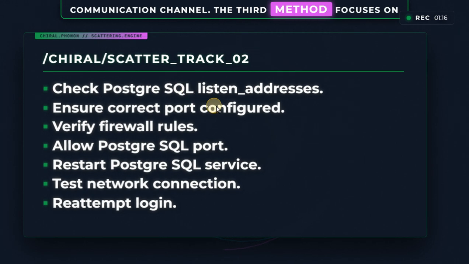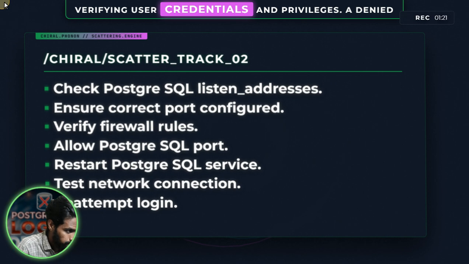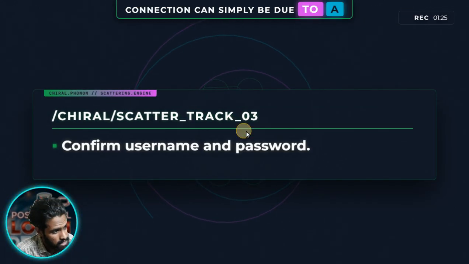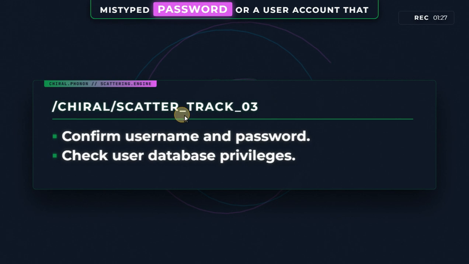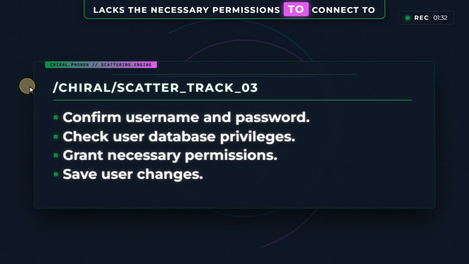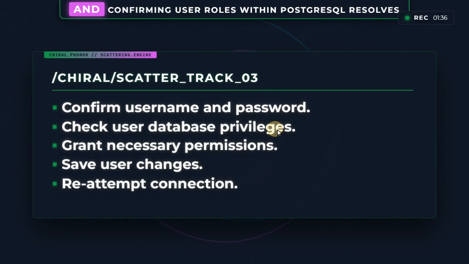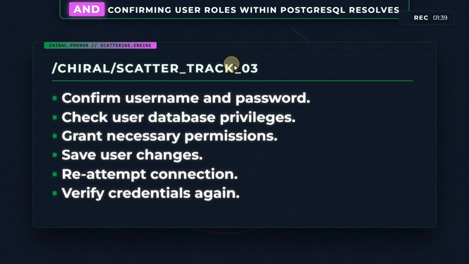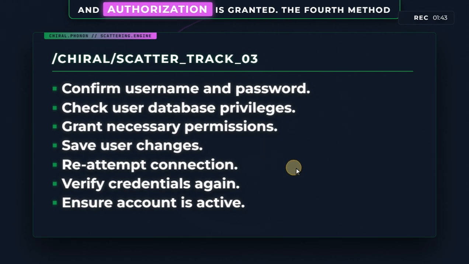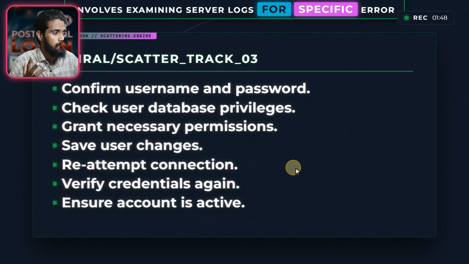The third method focuses on verifying user credentials and privileges. A denied connection can simply be due to a mistyped password or a user account that lacks the necessary permissions to connect to the specified database. Re-entering the correct password and confirming user roles within PostgreSQL resolves the access problem by ensuring authentication succeeds and authorization is granted.